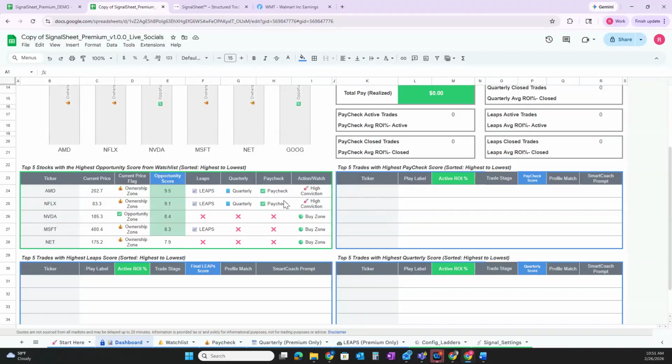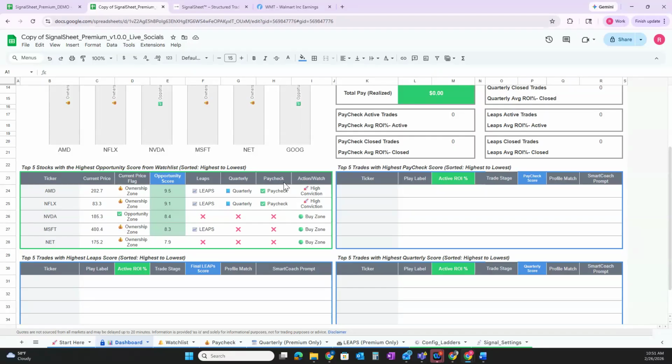If you're trading options, for example, you may have one that expires by the end of the week. You may have an option that expires by the end of the next week, but your goal is to get in and get out of that option trade within a few days. That's a short-term trade. SignalSheet refers to that as a paycheck trade, right?